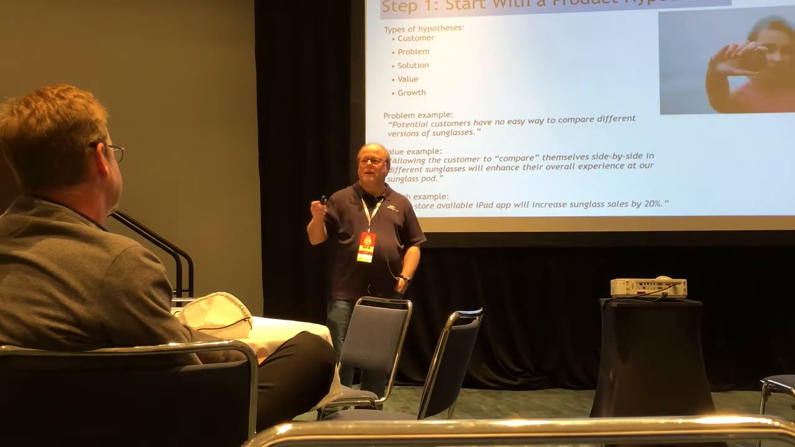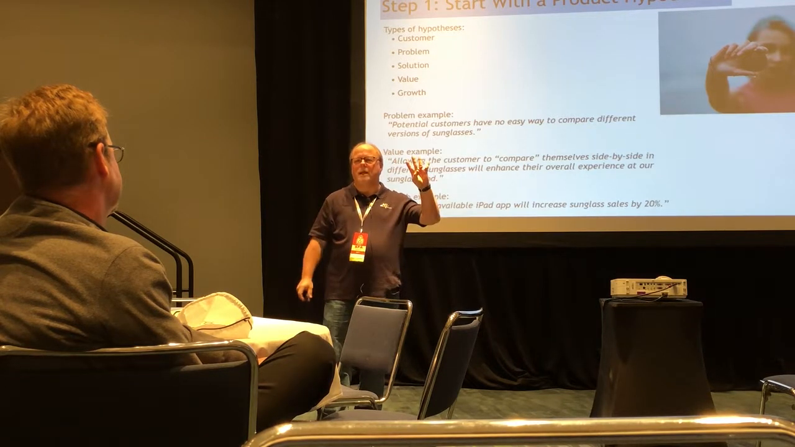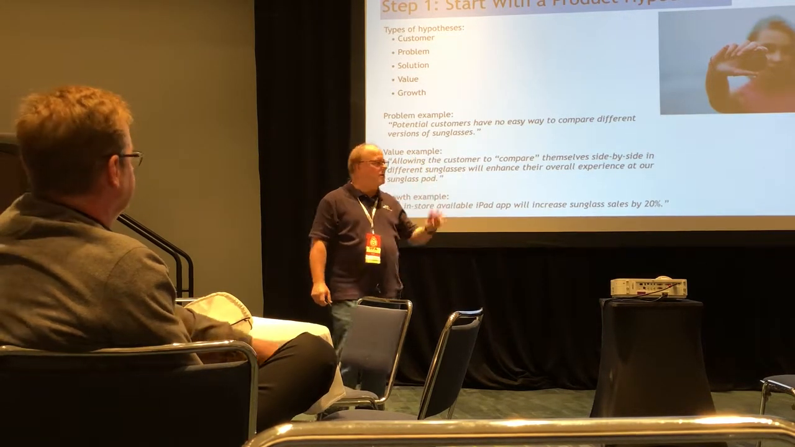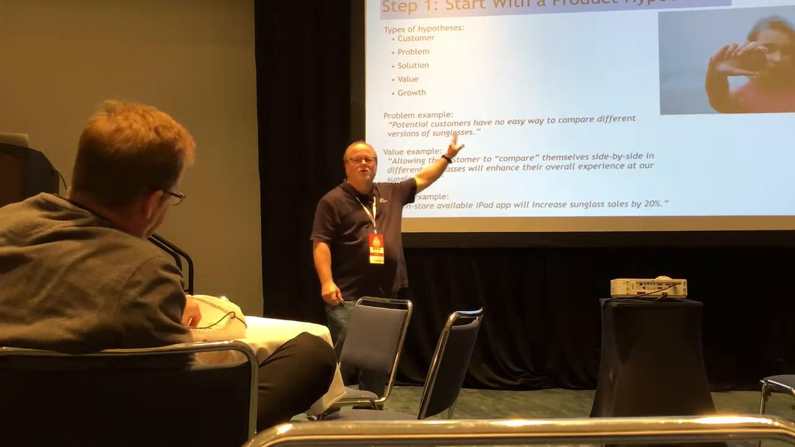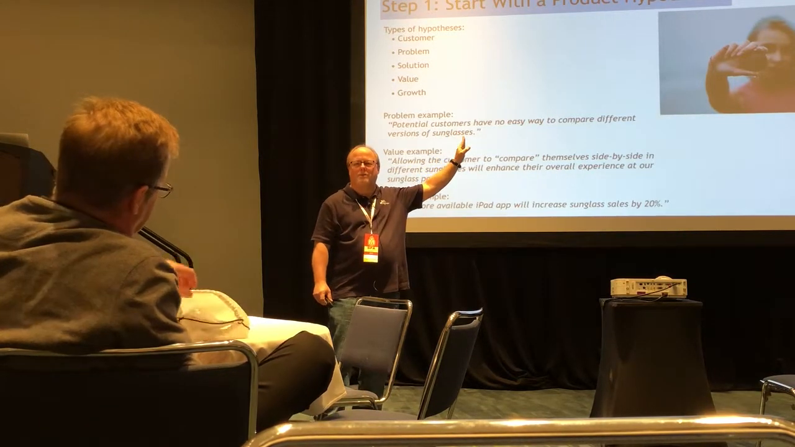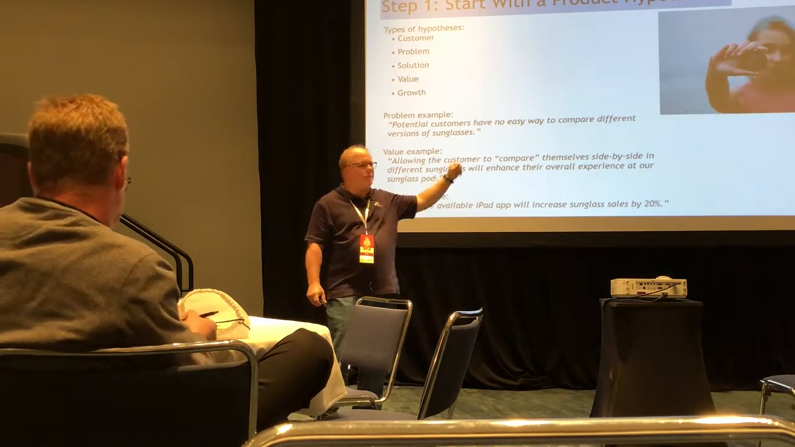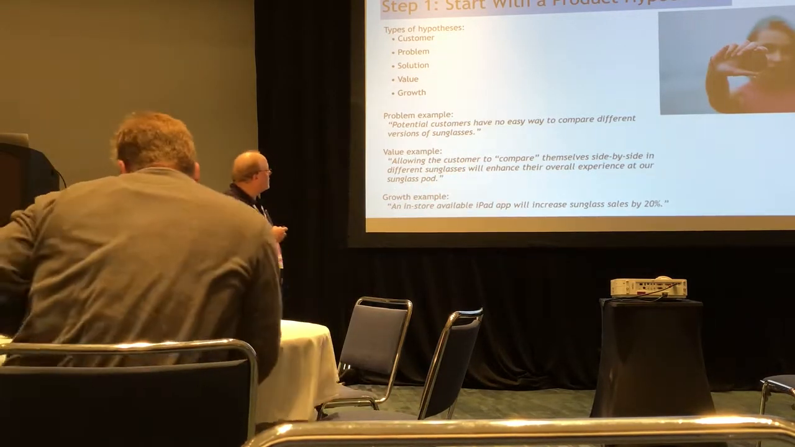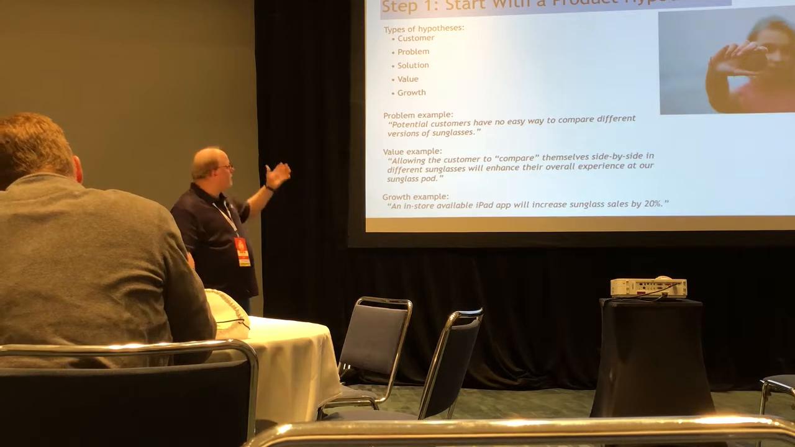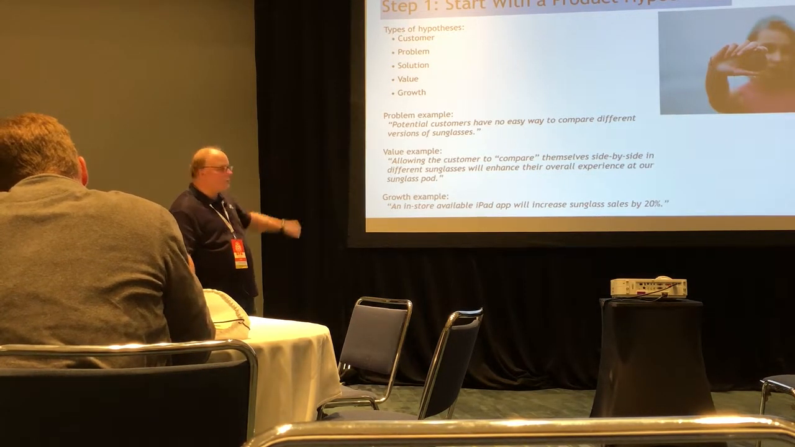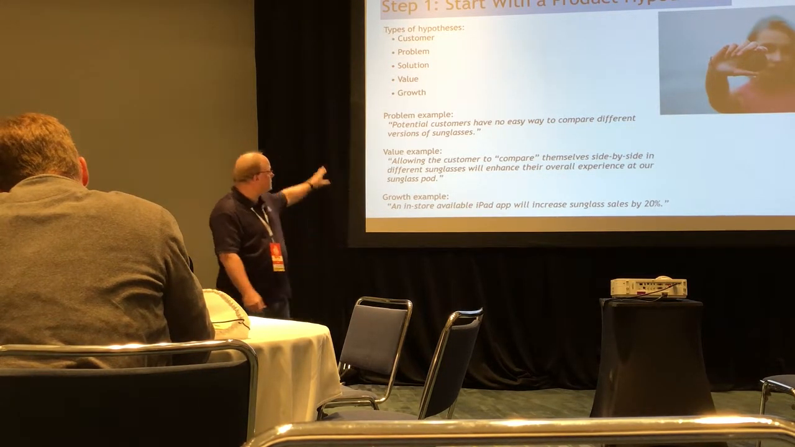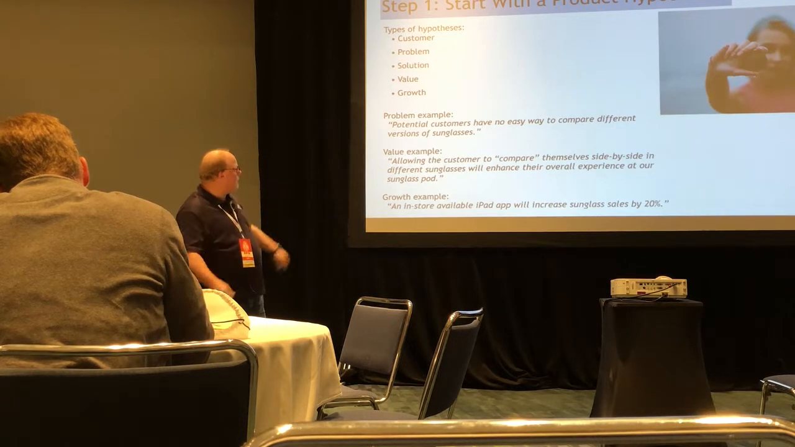So I promised you a tangible technique. Here are 4 steps to experiment-driven development. Step number 1, start with a product hypothesis. If you've been to the sessions today, you've probably heard this word, hypothesis. And there are different types of hypotheses. It can be a customer hypothesis, a problem hypothesis, a solution hypothesis, a value or growth hypothesis.